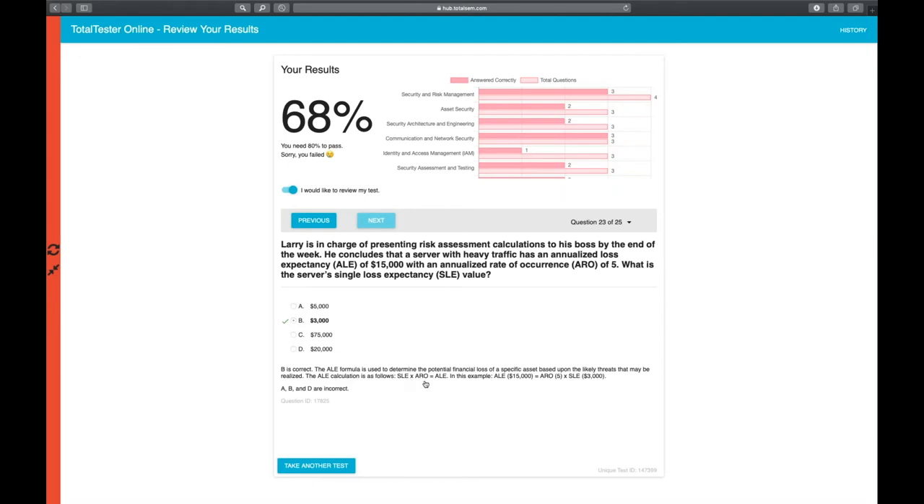SLE times ARO equals ALE. Therefore, SLE equals ALE divided by ARO. You have to be a mathematician. This is basic algebra, you divide to get to the other side. Well, you want to get SLE by itself on this side. It's multiplied by ARO. You want to move ARO to the other side of the equal sign. So you do the opposite of multiplication, which is division. ALE divided by ARO.